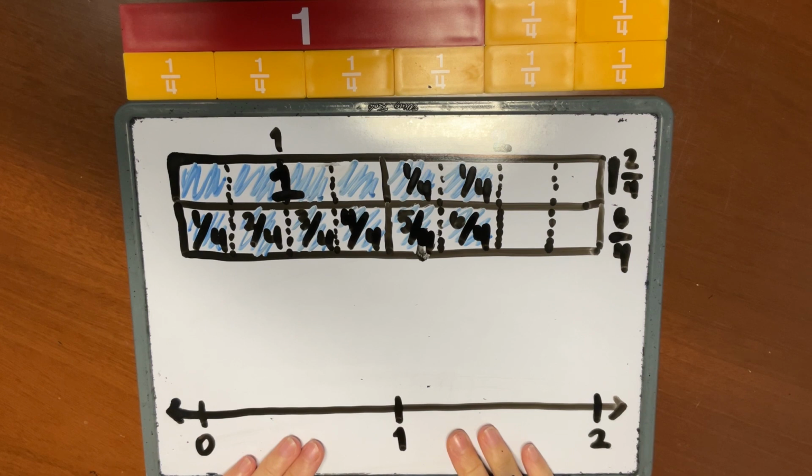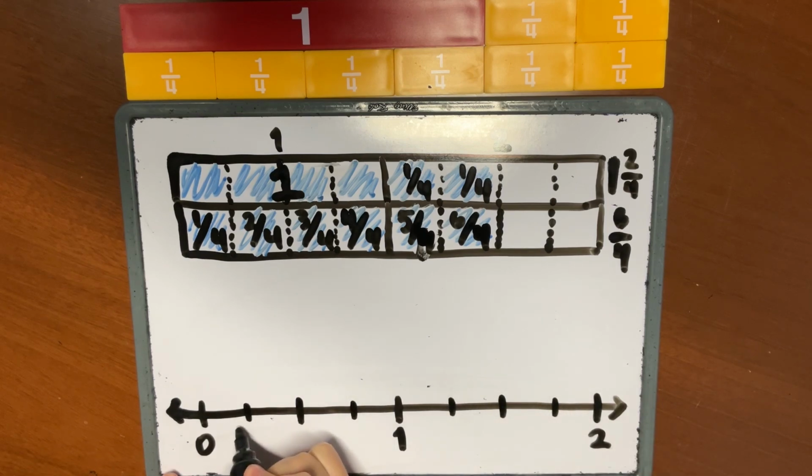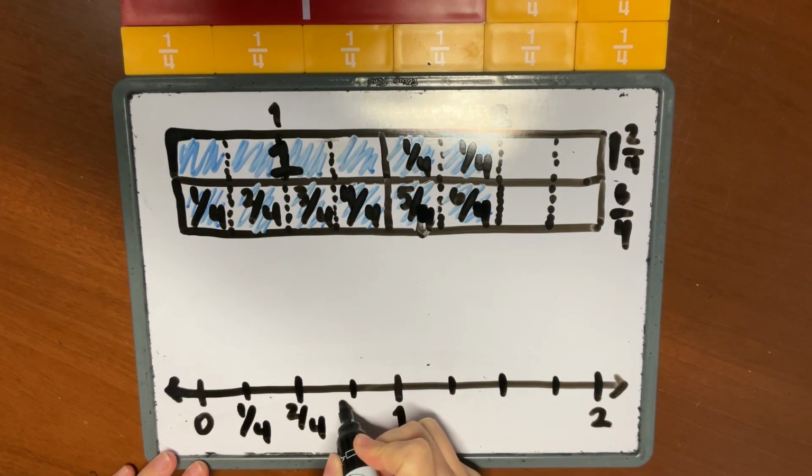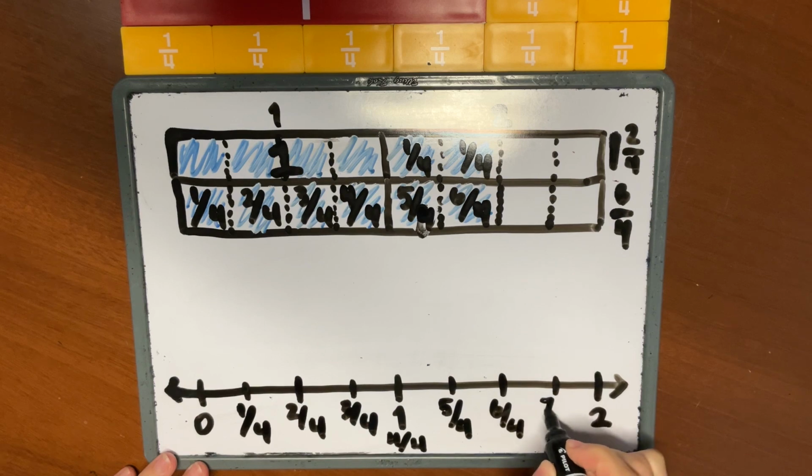I'll do the same thing on my number line. Partition into fourths. Label, we have 1/4, 2/4, 3/4. 1 whole is 4/4. I need to label that. 5/4, 6/4. I can go all the way.